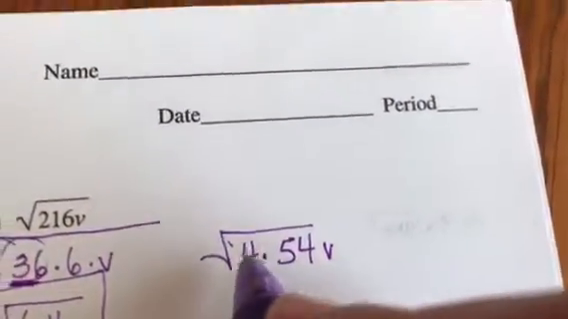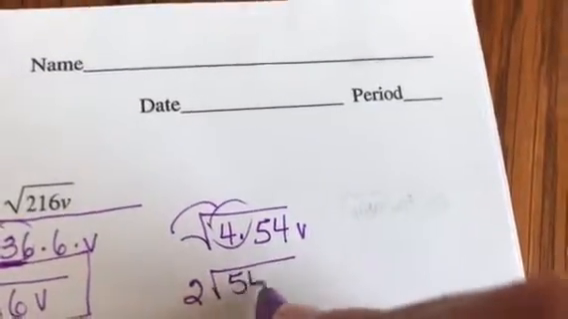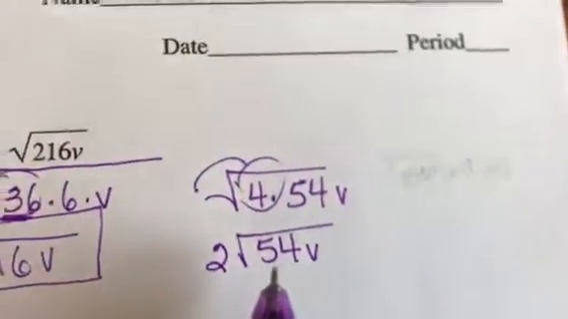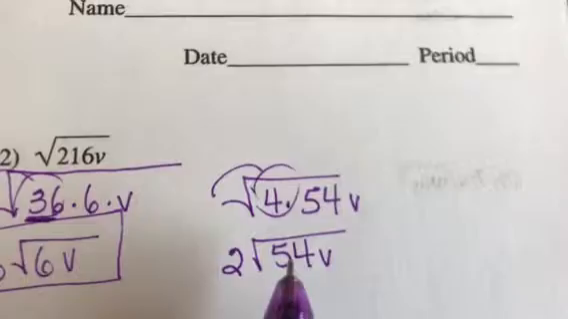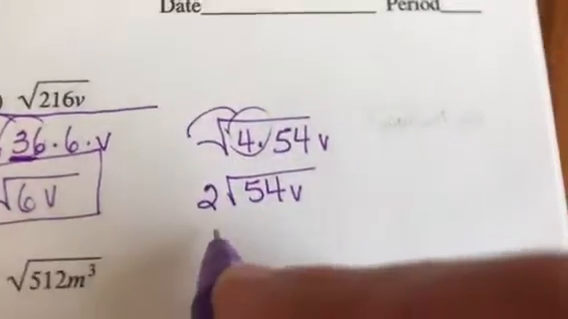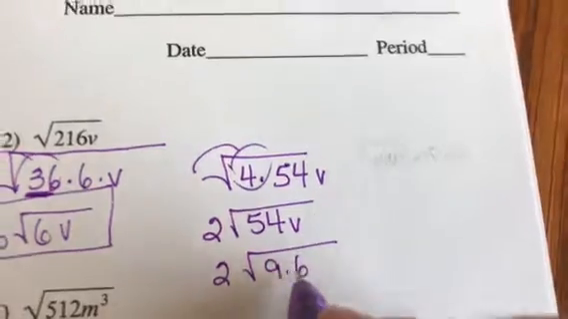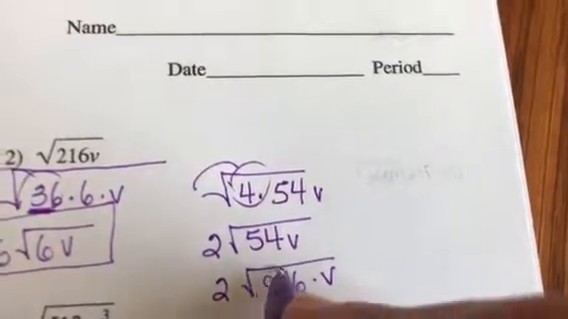So I could do it like that, and I would pull him out. And so I'd have 2 square roots of 54v. Now I might look in there and be like, oh, I wonder if there's another perfect square in there. So hopefully you know 9 goes in there, and 9's perfect. So I'm like, ooh, okay, I'm gonna do this again. I know 9 times 6 is 54, and he's perfect. So I can pull this 9 out.